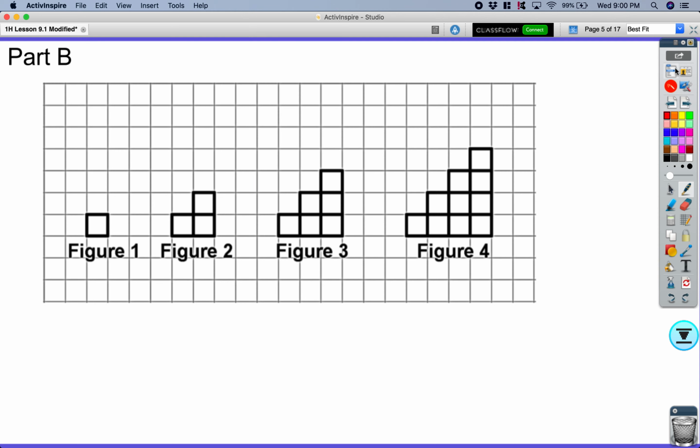So let's go ahead now and look at a second one. So part 2, I have this little staircase. Figure 1, I have this one block. Figure 2, I basically have the stage before it, and I'm adding the current stage, so on and so forth. So it looks like I have 1 block, I have 3 blocks, I have 6 blocks, I have 10 blocks.